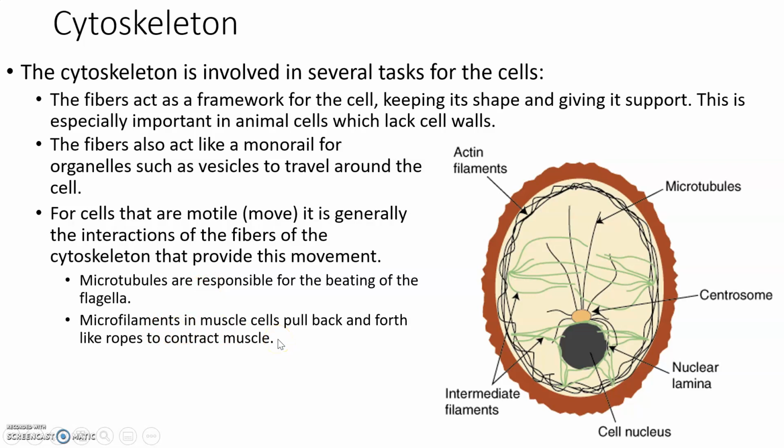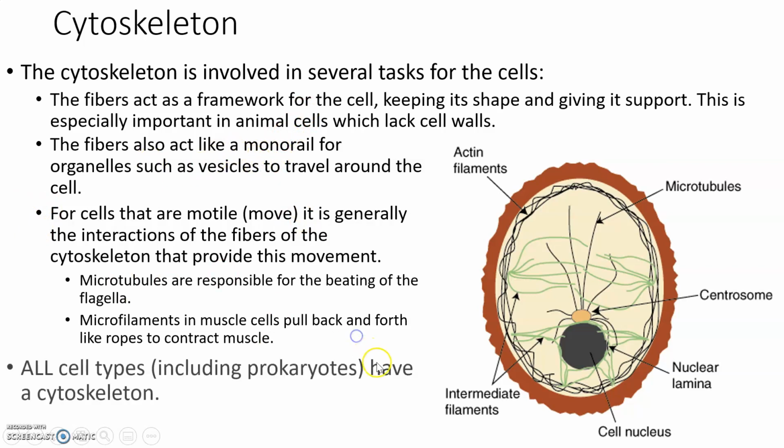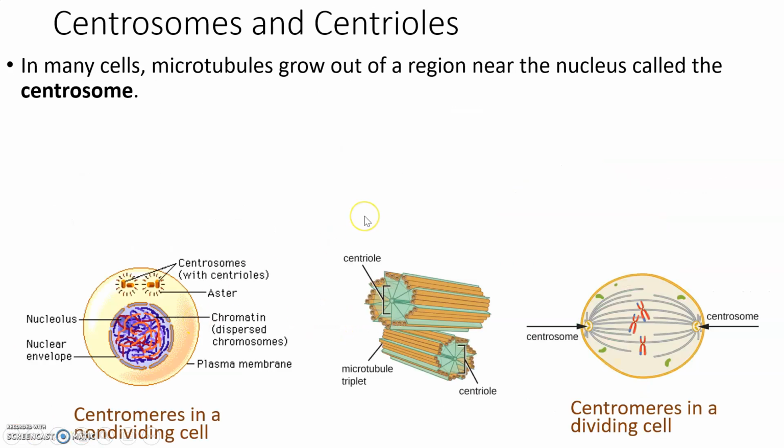Microfilaments are really important in how muscle cells work. Imagine you're climbing a rope. You can move up the rope by pulling on that rope, and that's kind of how microfilaments work. They kind of pull back and forth, and that's how muscles can contract and open, by kind of pulling on those rope-like microfilaments. So it's important. All cells have cytoskeleton. It's not just eukaryotic cells. Prokaryotic cells also have cytoskeleton.